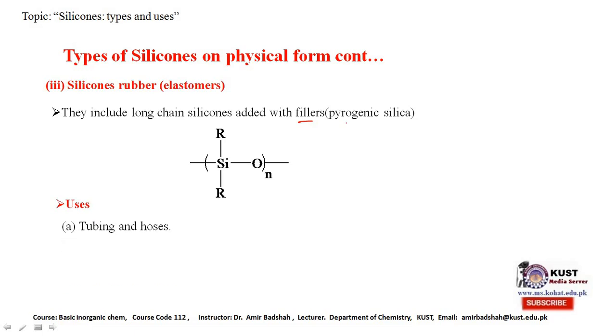Mostly they are used for tubing in houses, the various types of flexible and soft tubes that we use in our homes for gardening, etc. They are made of such types of silicones. They may also be used as adhesives to combine two things together, and they may also be used for surgical aids.